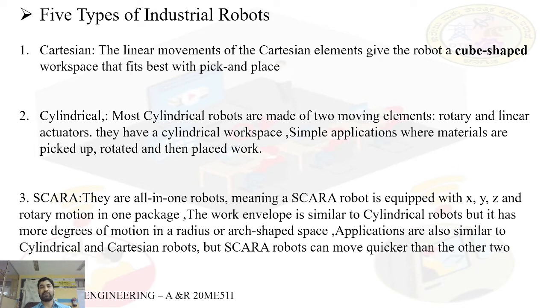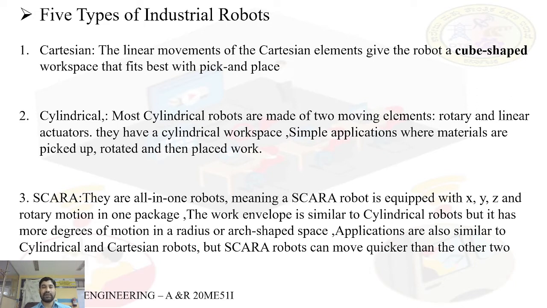The cylindrical robots have two movements, that is rotary and linear. So it is a further development of the custom robots. In the custom robot, we have only linear movement. So when a rotary movement is added to this custom robot, it will become cylindrical movements. The workspace of the cylindrical robot is a cylinder.